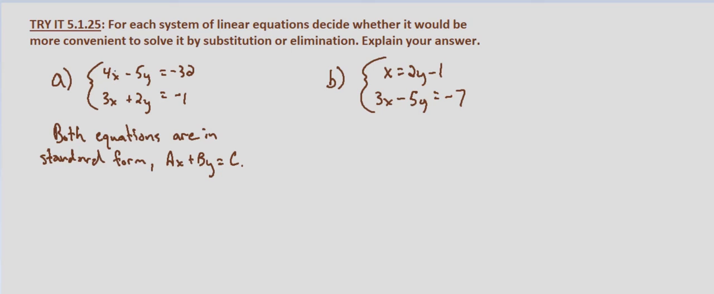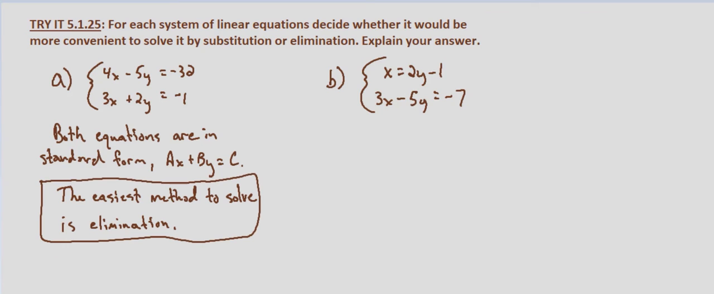When both equations are in standard form and one of the coefficients isn't 1, so in other words, we have non-1 coefficients of 4, negative 5, 3, and 2, then the best method, the most efficient method to use to solve is elimination. The reason for that is because in order to use substitution, we'd have to solve for one of the variables. That's going to involve extra steps because we don't have a coefficient that is just 1 to make it easy to solve for one of the variables in terms of the other.